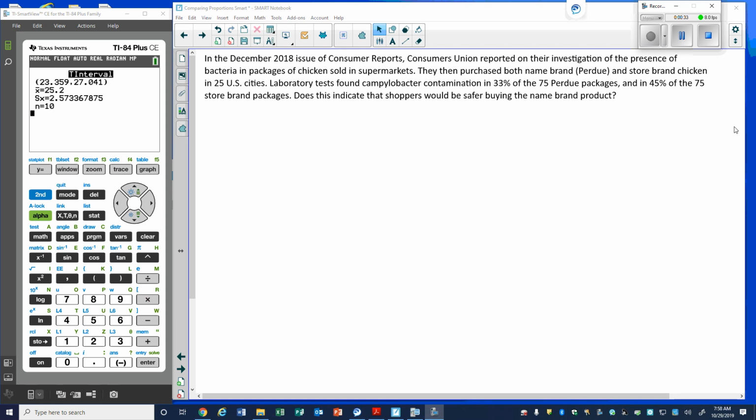They purchased both name brand, which was Perdue, and store brand chicken in 25 U.S. cities. And laboratory tests found some type of Campylobacter contamination in 33% of the 75 Perdue packages and 45% of the 75 store brand packages.